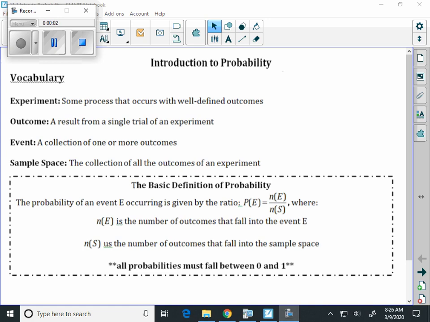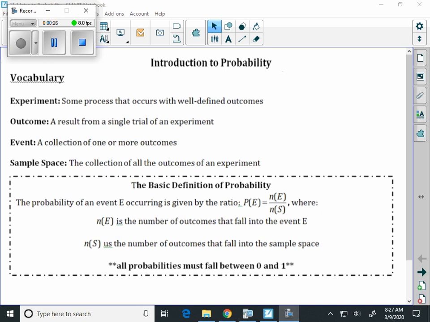A couple things that we need to know about. Some vocab words. First one being experiment: some process that occurs with well-defined outcomes. Probably in Algebra 1, you did something like flipping a coin. Did the probability of getting the heads or probability of getting the tails? That's the experiment.